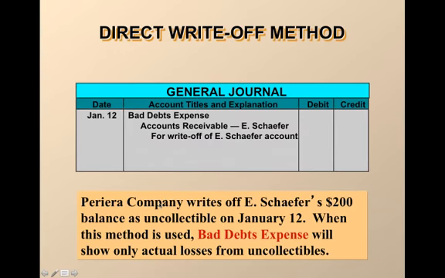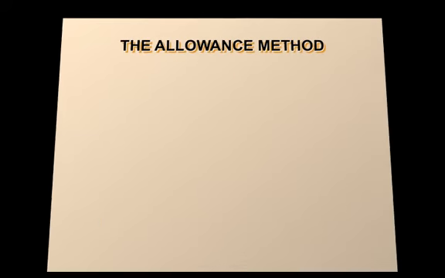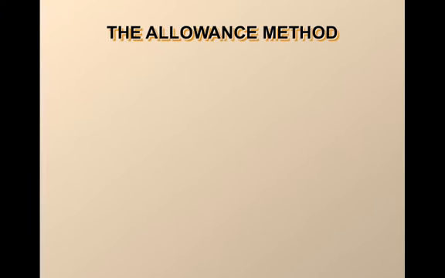So here again is an example. Piera Company writes off E. Schaefer's $200 balance as uncollectible on January 12th. They're using the direct write-off method, and on January 12th, they found out that this company is not going to pay. So again, debit bad debt expense, credit accounts receivable for the amount of $200. Pretty straightforward. Again, the direct write-off method, not solid, not a good method to use.